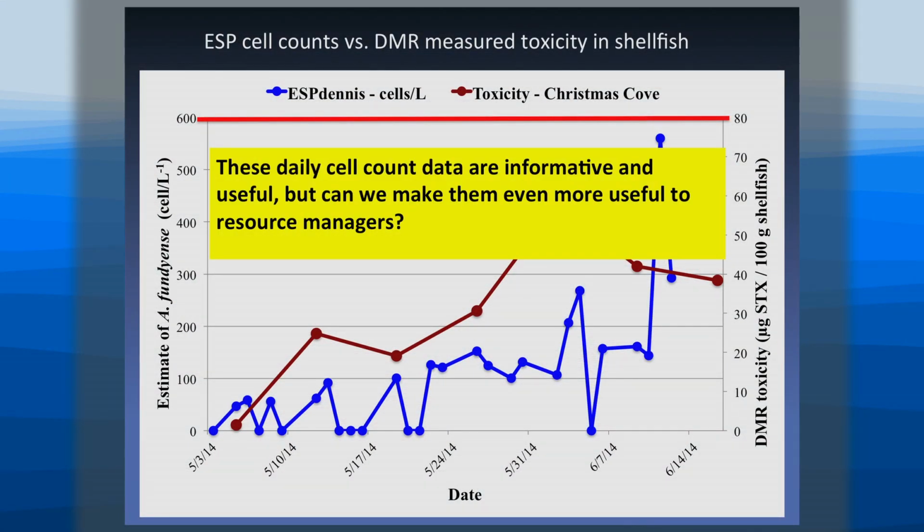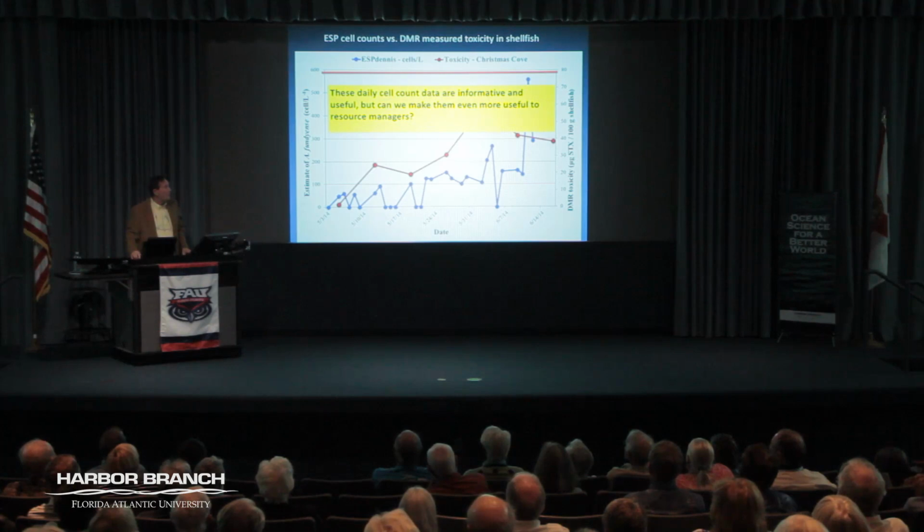But it also occurred to me that these are useful, but how can we make them even more useful to the resource managers? One of the answers there is that this is the currency they talk in: the toxin measurement. This is the currency that the instrument's giving them, which is cell abundance. They're not the same thing. They're related, but they're not the same thing.